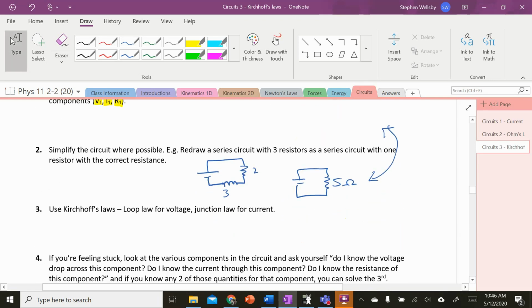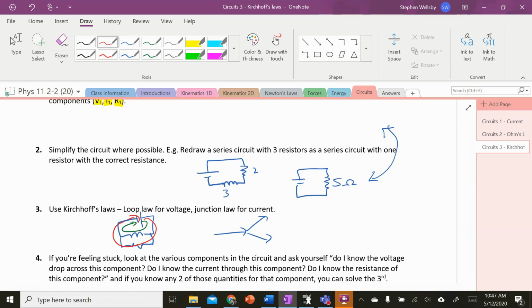The other one is don't forget to use Kirchhoff's law. If you're stuck, is there a loop somewhere that you can look at? Is there a junction somewhere where you know this current is going to equal this current plus this current? Or if you have a circuit that has multiple loops, then maybe you just want to look at one loop at a time. Maybe I just want to look at this loop that goes here, or this loop that goes here, to see what I can solve. Maybe that's one bit of information I can solve.